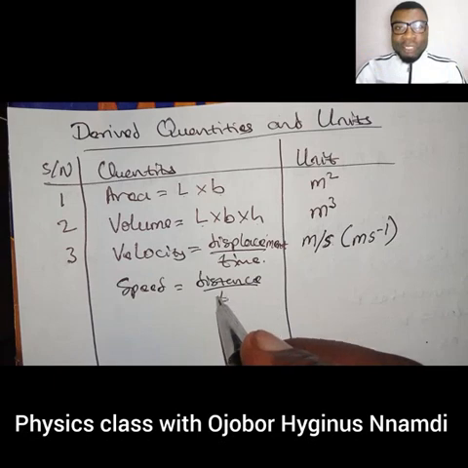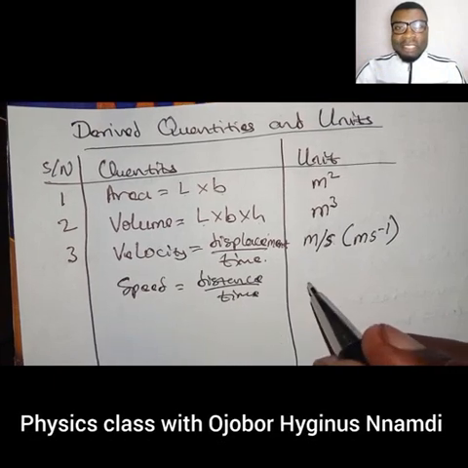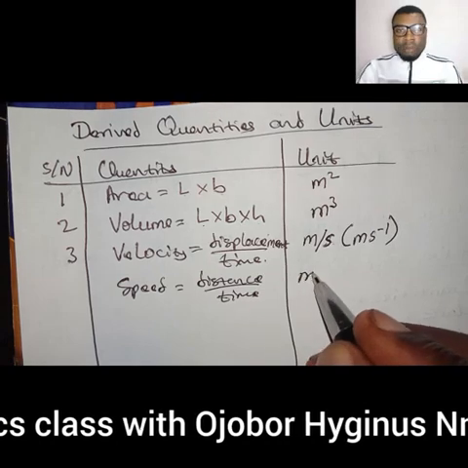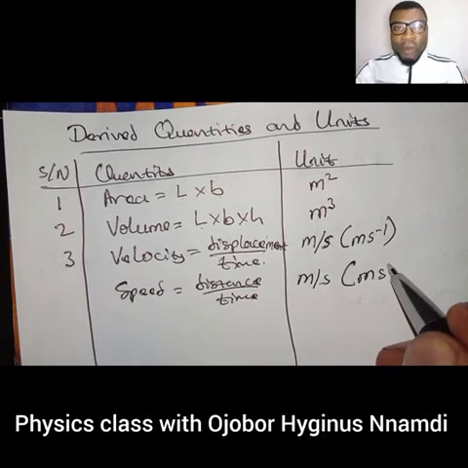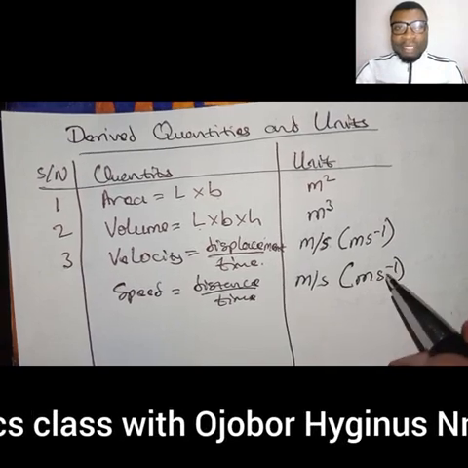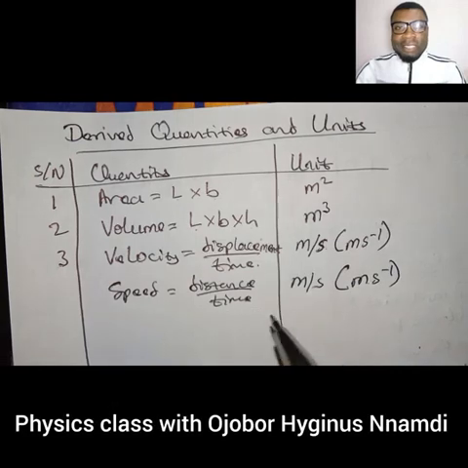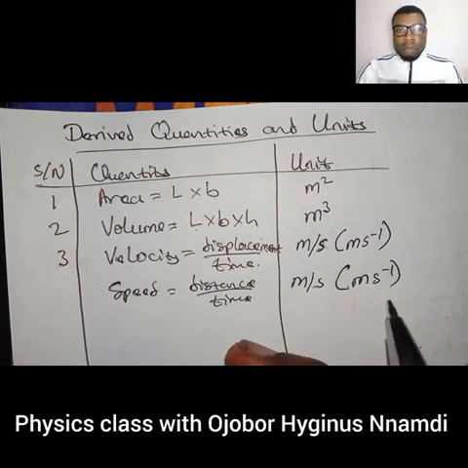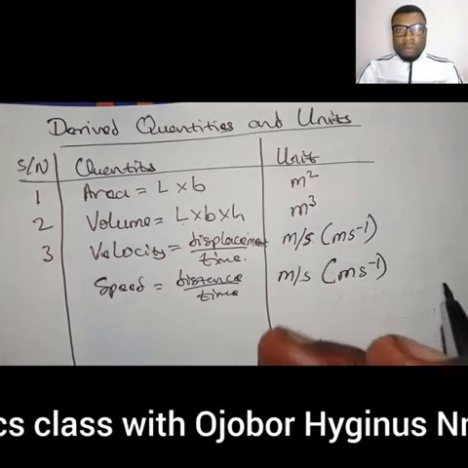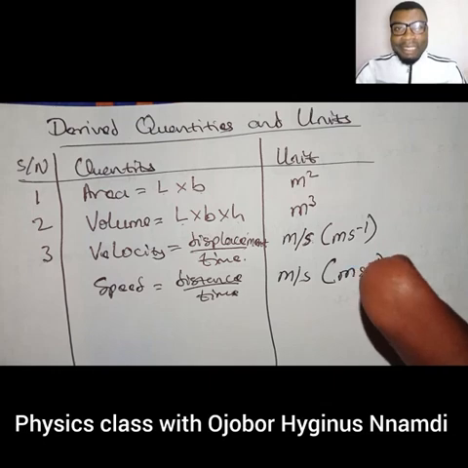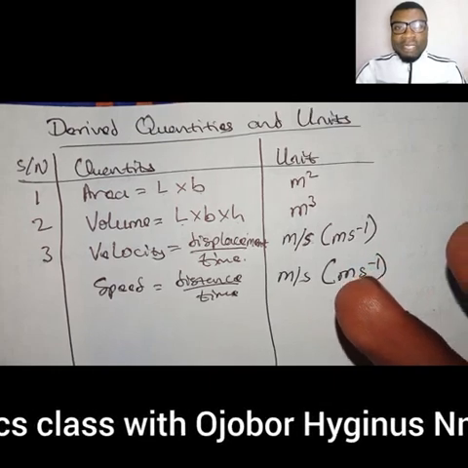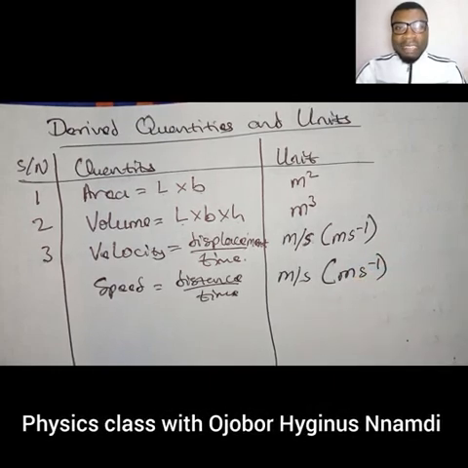Speed is distance over time, and of course we know distance has the same unit as displacement, meter, divided by time. So the unit of speed is still meters per second. These are derived quantities. Why? Because they are a combination of the fundamental quantities. You will see that all these derived quantities that we are seeing here are combinations of majorly the first three fundamental quantities that I mentioned: the length, the time, and the mass.